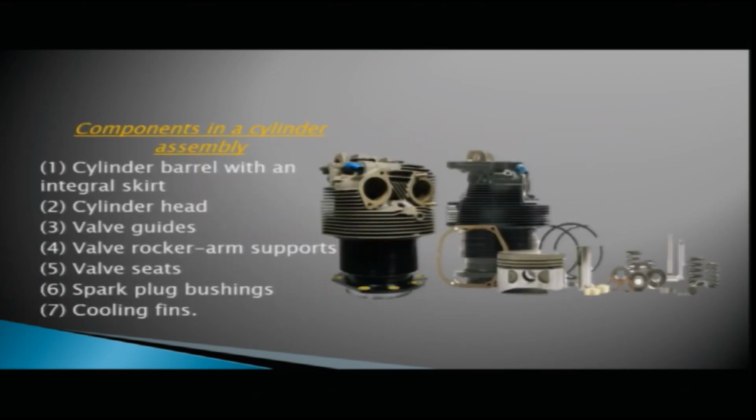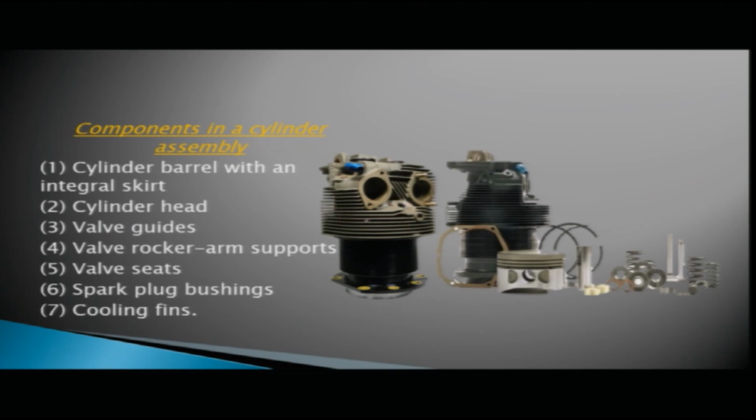Now, what are the various components in a cylinder assembly? You can see here in the diagrams, this is your cylinder barrel with an integral skirt. This is your cylinder barrel, which has a skirt here. This is your cylinder head area. You have valve guides inside, then you have the valve rocker arm supports. We will study the valve guide, valve rocker arm supports and valve operating mechanism later. Here you can see your intake and exhaust valve area, your spark plug area, your valve support area, then valve seats, spark plug bushings and the cooling fins.